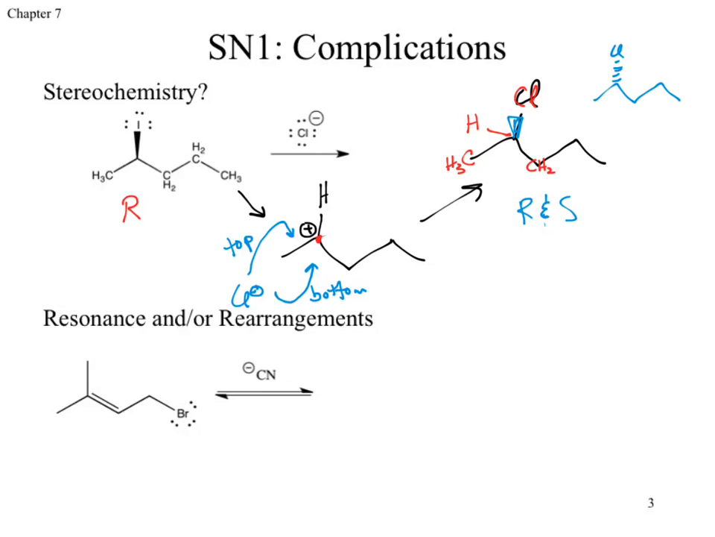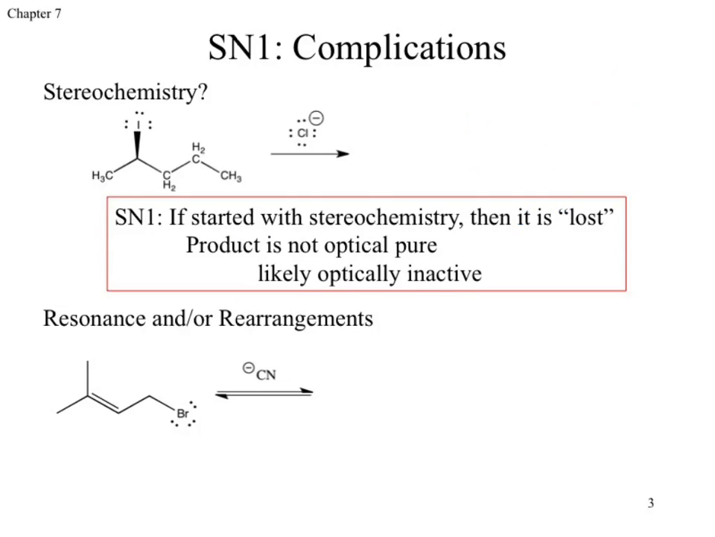Okay, so our summary from that: if we start with stereochemistry, then we lose it in our products. So we will end up with a not optically pure product. And that's where we would get kind of strict with our definitions. It's not optically pure. Very likely it will be optically inactive. Not optically pure is our experimental observation. Not optically active, optically inactive, same thing, would be our theoretical. Okay?